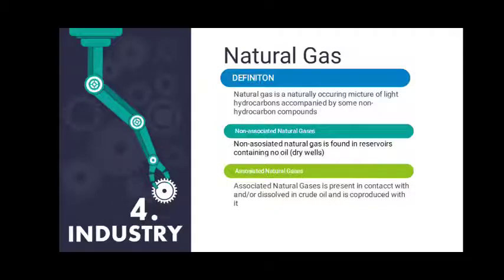First is non-associated natural gas. Non-associated natural gas is found in reservoirs containing no oil, or dry wells. In non-associated natural gas, there is no oil contained in the natural gas. The second is associated natural gas. Associated natural gas is present in contact with and/or dissolved in crude oil, and it is co-produced with it. So associated natural gas contains crude oil.